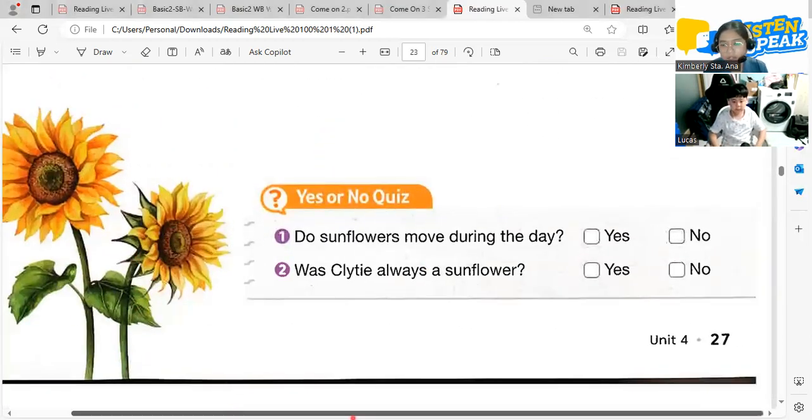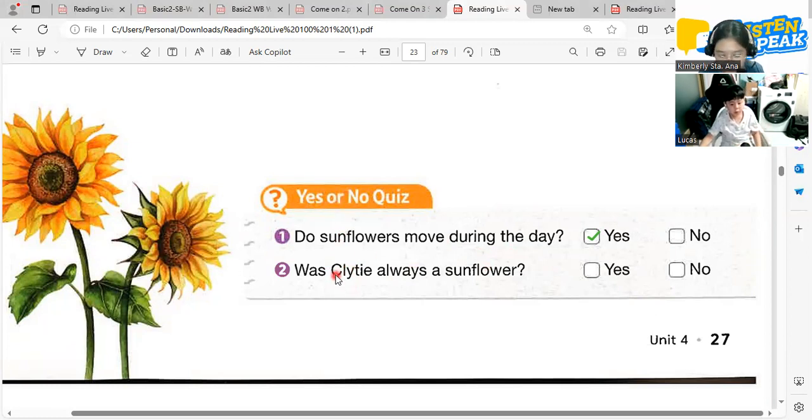Now, let's try this together. I have two yes or no questions for you. Let's read number one. Do sunflowers move during the day? Is it a yes or no? Yes, because the sunflower goes here and then here and then here, faces the sun. How about number two?